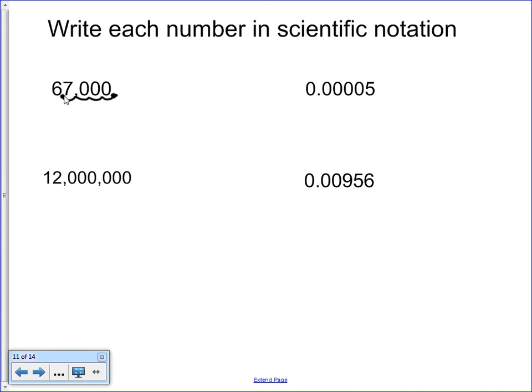Now, how do we do this? Going from left to right, the digits that I'm going to include are 6.7. I'm not going to include those zeros on the end; the zeros will just be a given. But then I'm going to multiply by 10 to some power. So how far to the right did I go? I went over 1, 2, 3, 4. So 10 to the 4th for that one.